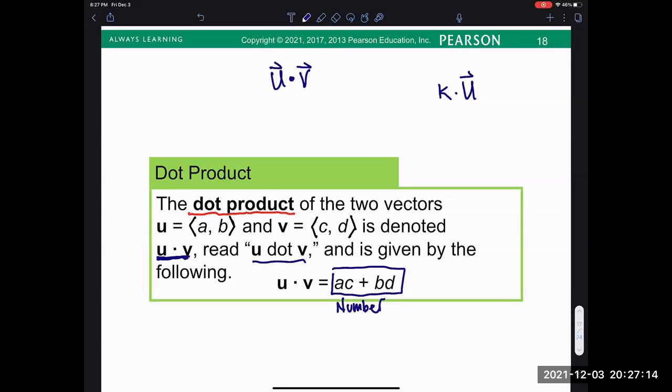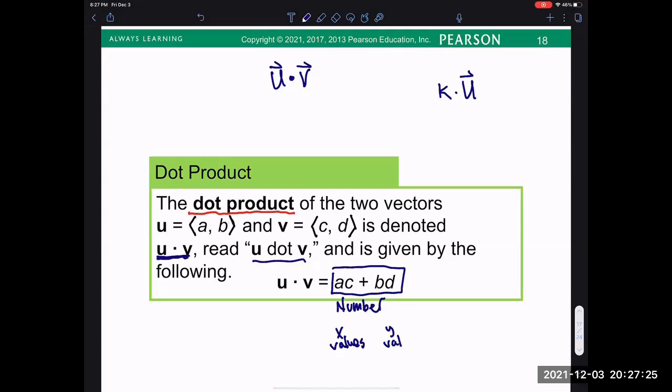You can note that the AC is the product of the x values, and the BD is the product of the y values of the vectors. And then you add them up. So you multiply the x values together, and you multiply the y values together, and after those products are taken, you add up the result, and the number you get is the dot product. You can just see the formula here, but think about it as the x's times the y's added up.